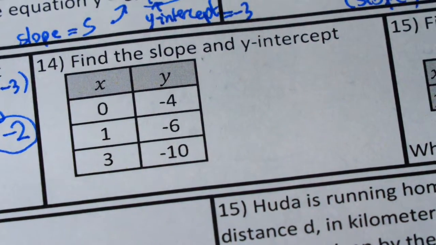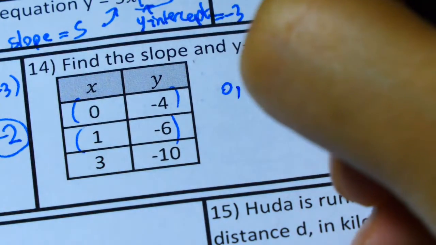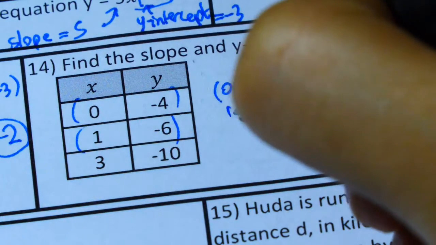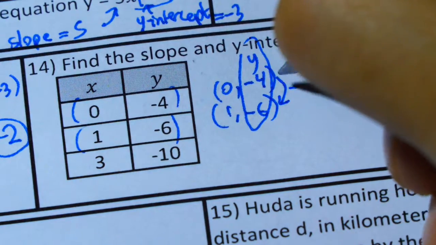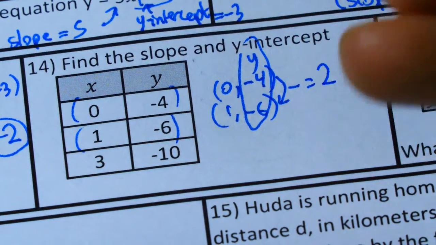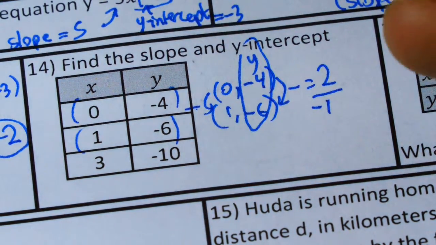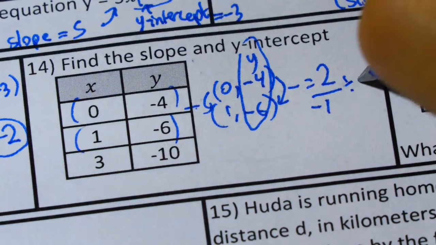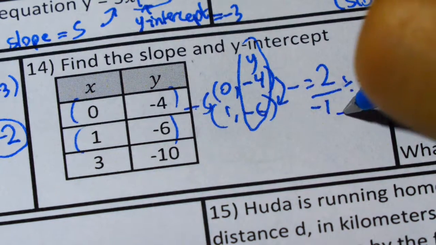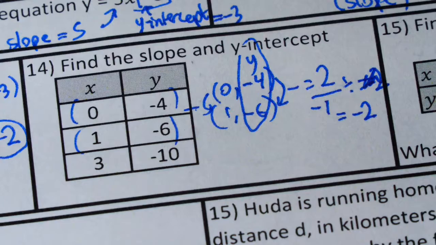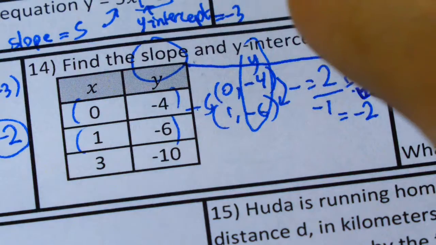Question 14, find the slope and y-intercept. So I'm going to pick 2 points. 0, -4 and 1, -6. Change in y first. -4 minus -6 equals 2. 0 minus 1 is -1. 2 divided by -1 is -2. So the slope is -2.